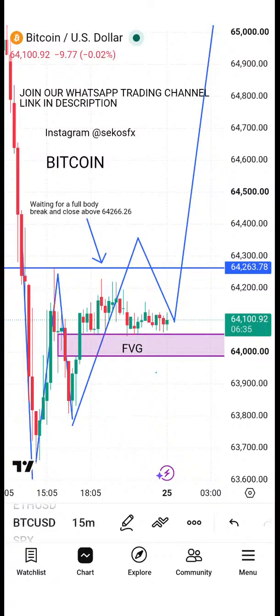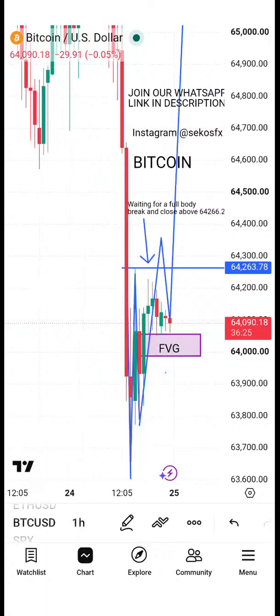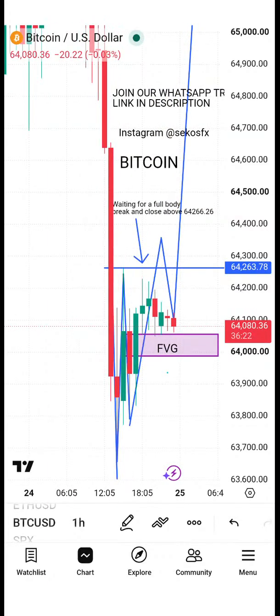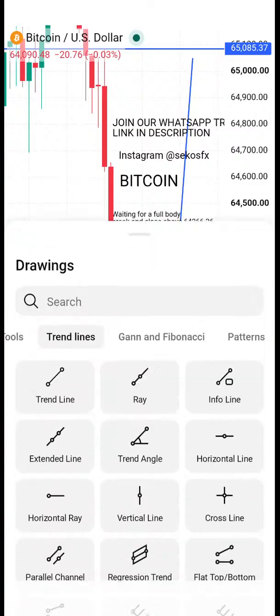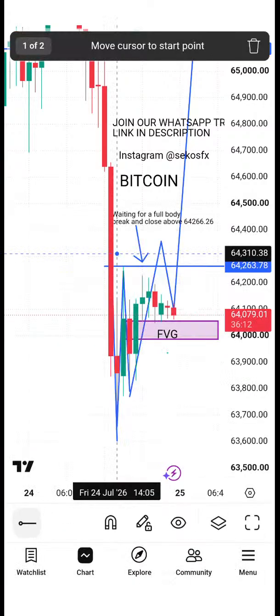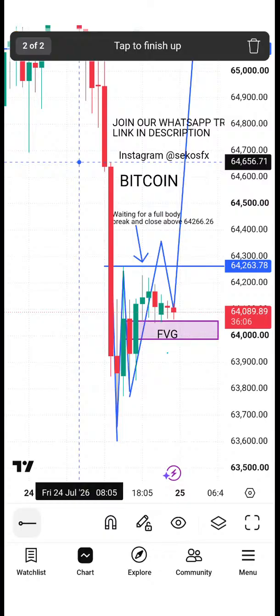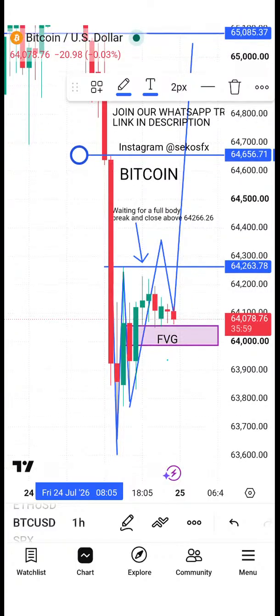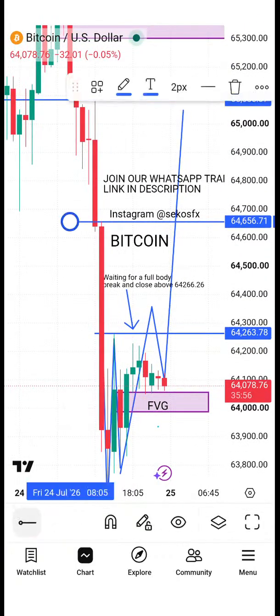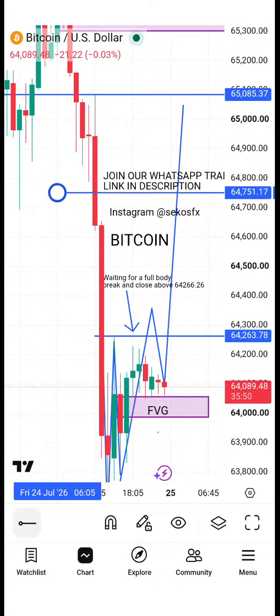Let me check the 1 hour time frame. Oh, now I see what the viewer is talking about. It's for a scalp, for a sell. 771.